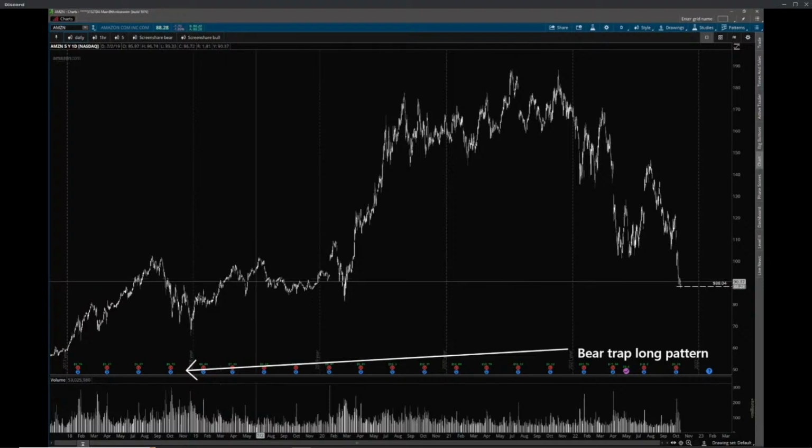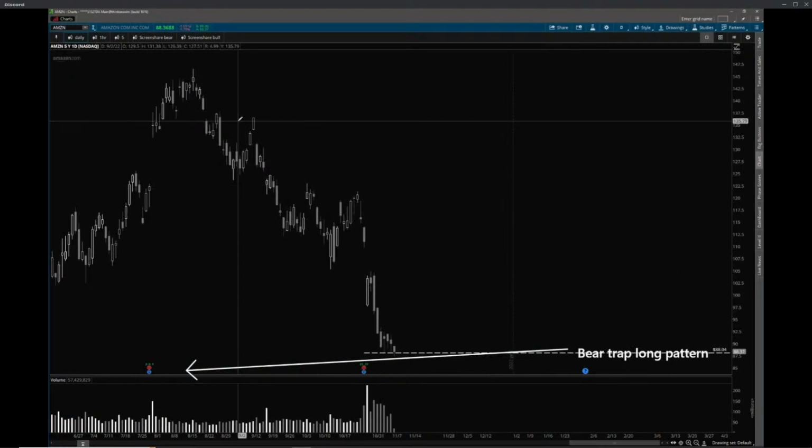And we can see that Amazon came all the way down in the last over here 2 months. So we had earnings, came down. Then we had over here other earnings, came down more. And now it's consolidating on this support over here, 87.